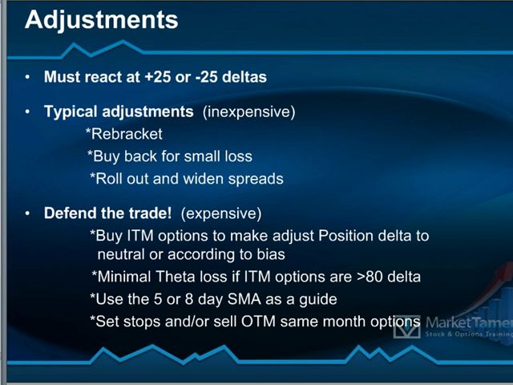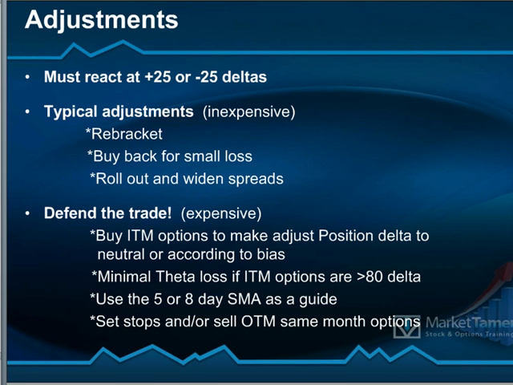So on the adjustments, the general rule, and this is mainly on a condor at this point, you have to react when the delta reaches a plus or minus 25. Now, this is the delta of the short call or the short put. This is not position delta. So when you reach 25 plus or minus on those, the puts or the calls, you've got to do something, because at that point in time, if it goes further than 25 deltas, it becomes difficult to adjust in the normal string of things.